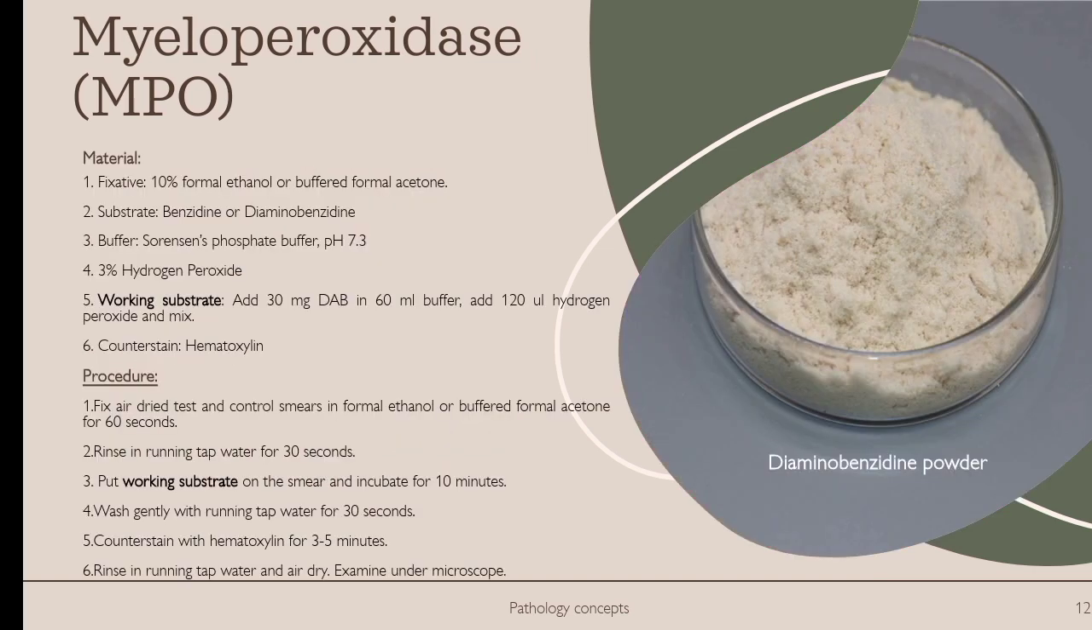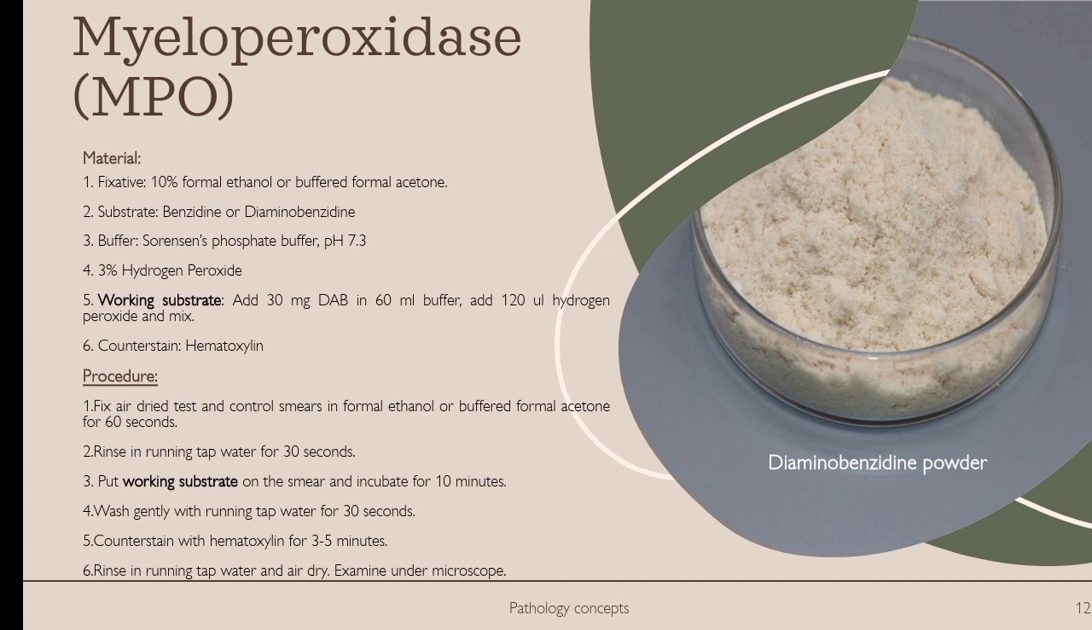Material required for the staining: fixative, which is 10% formol ethanol or buffered formol acetone. Substrate required is benzidine or diaminobenzidine. Buffer: Sorensen phosphate buffer pH 7.3, 3% hydrogen peroxide, and working substrate. Add 30 mg of DAB in 60 ml of buffer. Add 120 microliters of hydrogen peroxide and mix well. Counterstain required is hematoxylin.